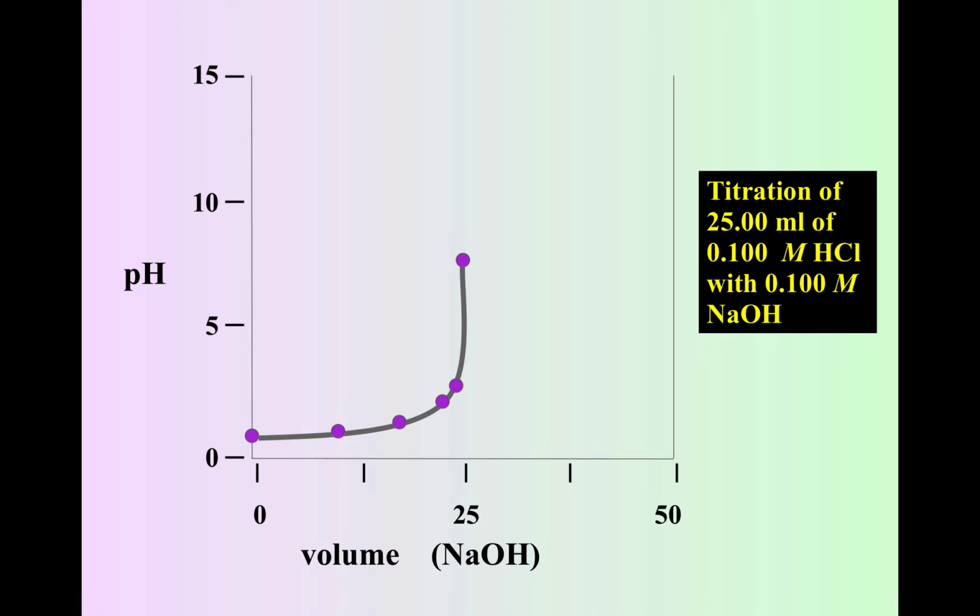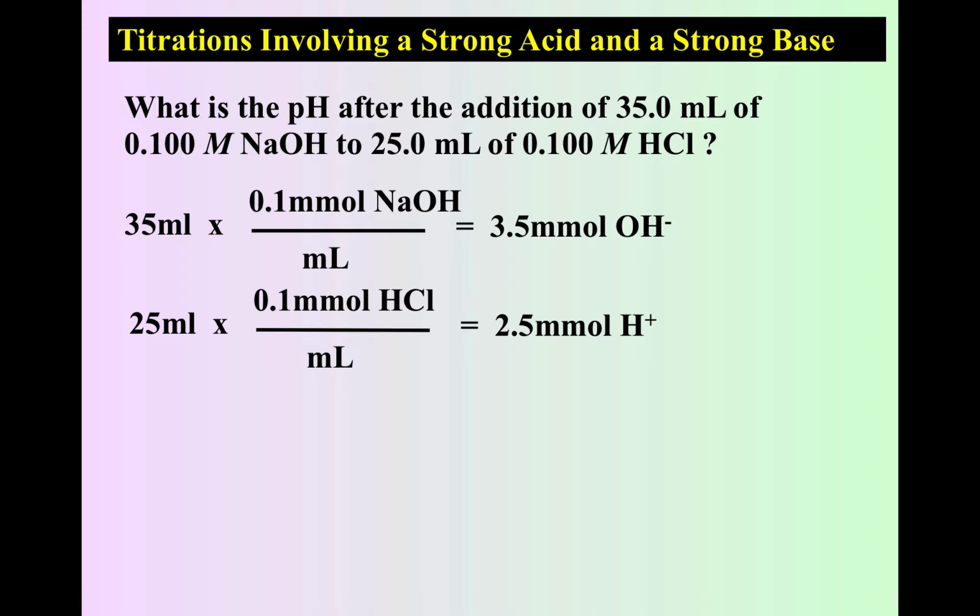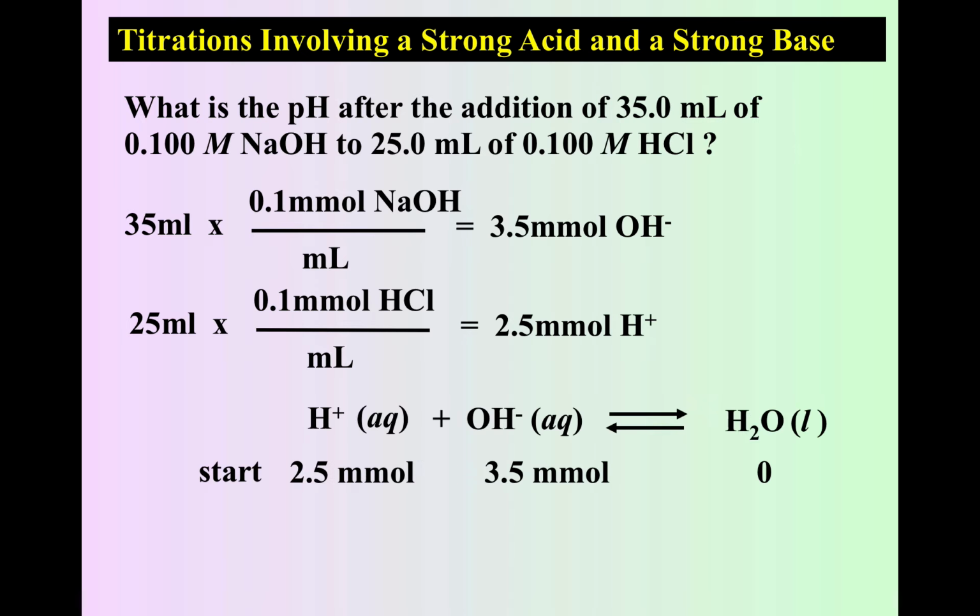Now my next drop is just going to be pure sodium hydroxide at this point. So in excess will be the hydroxide, right? So if I add 35 milliliters of 0.1 molar sodium hydroxide, with 2.5 millimoles of hydrochloric acid in the beaker, I add my 3.5 millimoles of hydroxide. I have 1 millimole of hydroxide left.